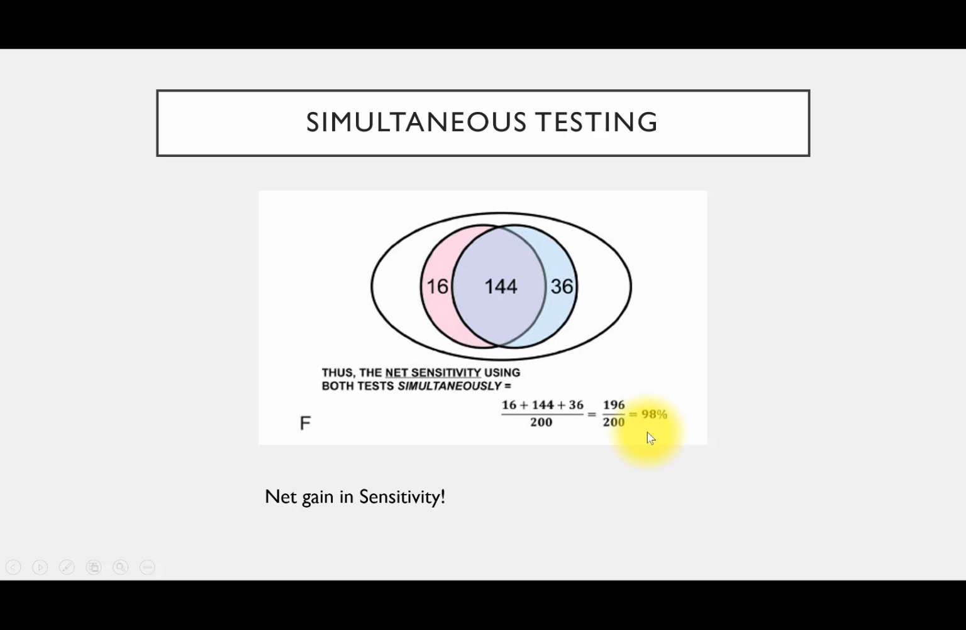Thus, when we use simultaneous testing, there is a net gain in sensitivity. We went from 80% set for test A, and test B was set to 90%. We actually increased the net sensitivity to 98% by using both tests. However, there is a net loss of specificity compared to using either test alone.